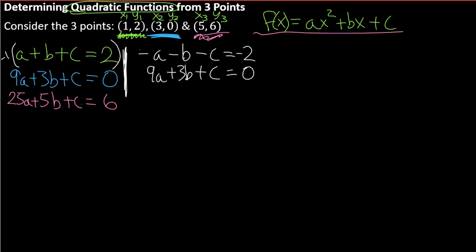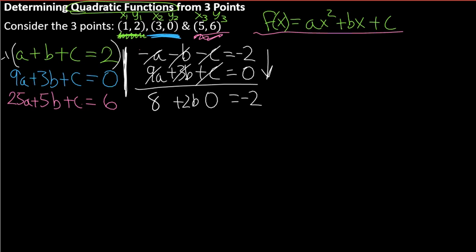Okay, so combine everything down. -2 minus c plus c, that's gone. Minus b plus 3b, that's going to be plus 2b. And minus a plus 9a, that's going to leave me with 8a. So what I've got for my first little 2 by 3 is 8a plus 2b equals -2.